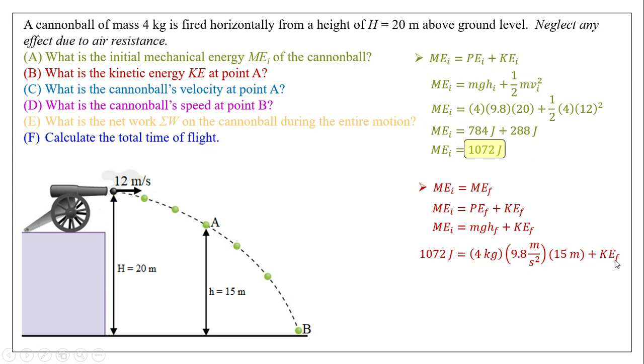KE_f is left alone as is. You notice I didn't break it down into 1/2 m v_f squared. KE_f is left as KE because part B asked for KE. Other than that, simplify your work on the right side. 4 times 9.8 times 15, which is 588. And then to get KE_f by itself, subtract both sides by 588, which I'm going to do. And then therefore KE_f is simply 484 joules. And that's the answer to part B.